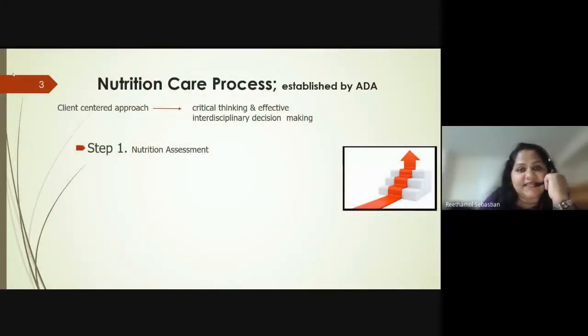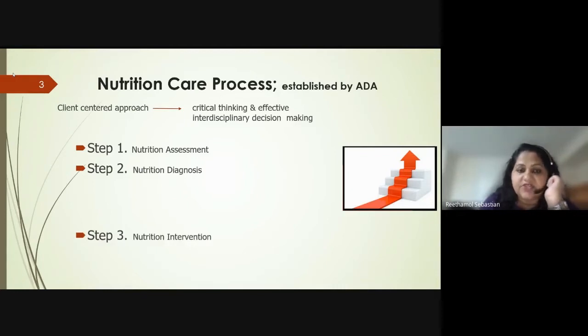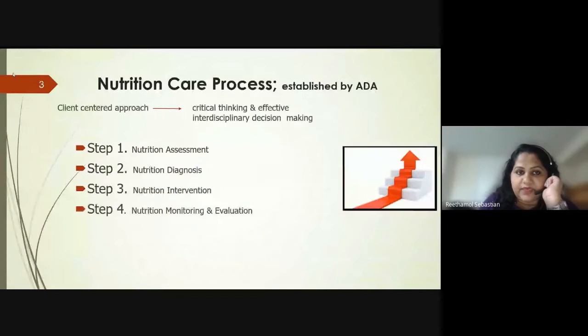So, as I mentioned, the nutritional care process helps the RD use their critical thinking to make the best interdisciplinary decisions. Okay, so the NCP, the nutritional care process, has 4 steps. They are nutritional assessment, nutrition diagnosis, nutrition intervention, and monitoring and evaluation. Okay, we'll go into detail for each.